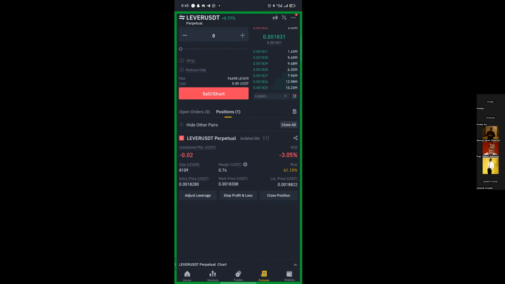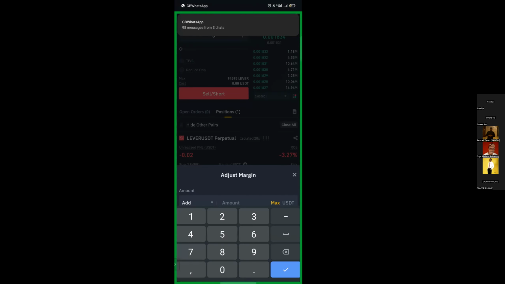They will have peace of mind that even if I did not put a stop loss, this trade will not liquidate me. There's what they call zero liquidation. I will show us how to apply zero liquidation. Now, if I click on this plus margin and I add $3, what I want to do is add margin.